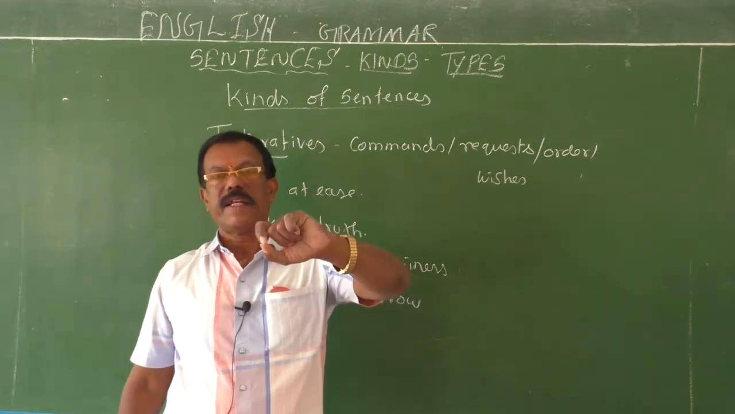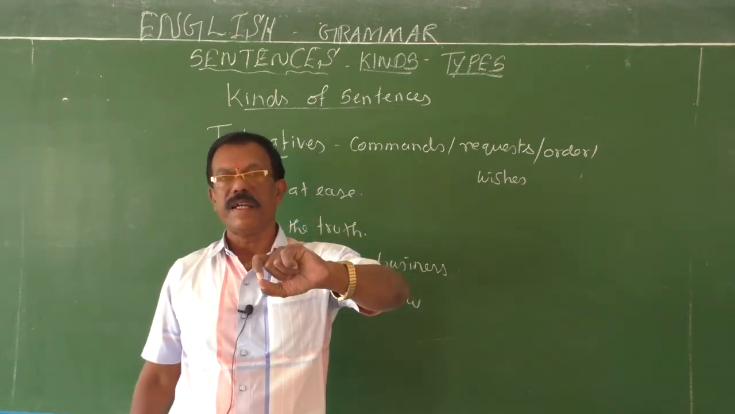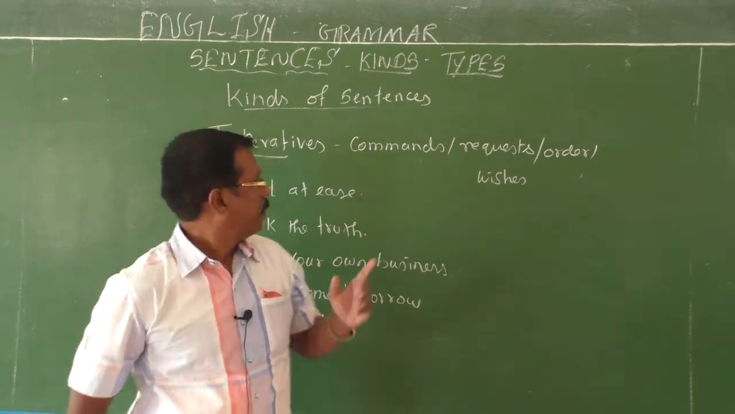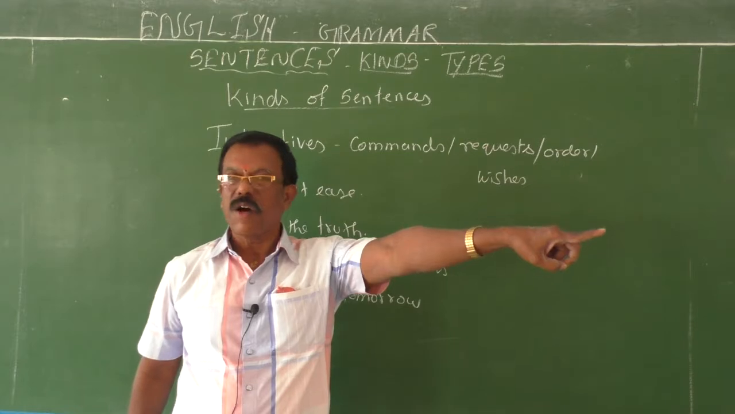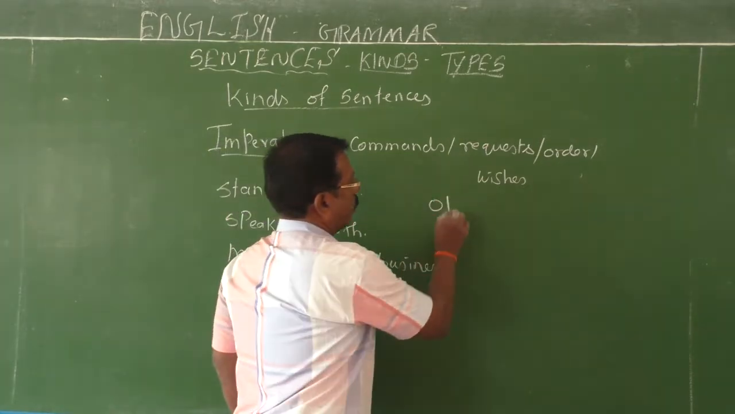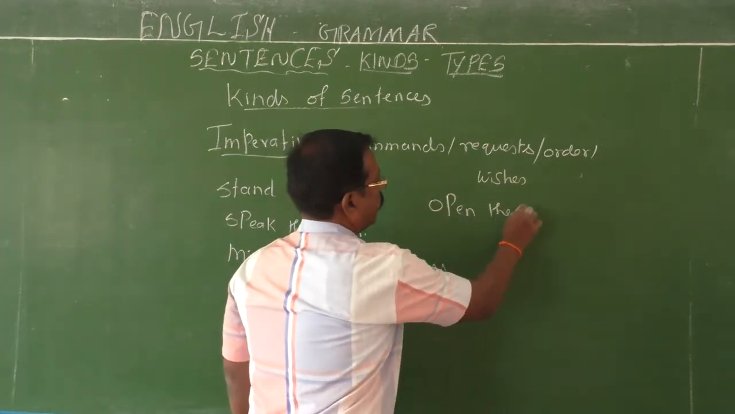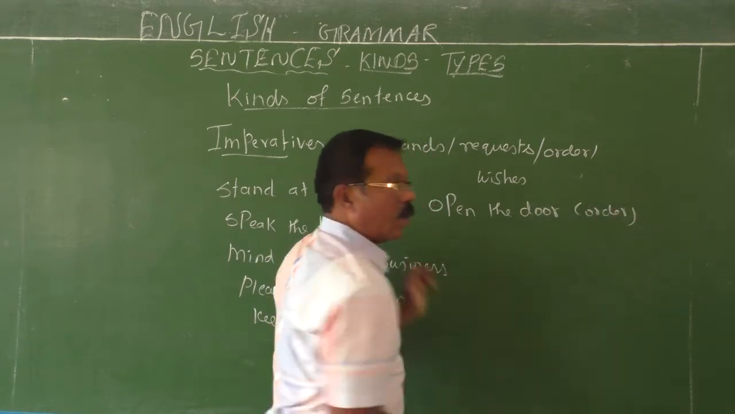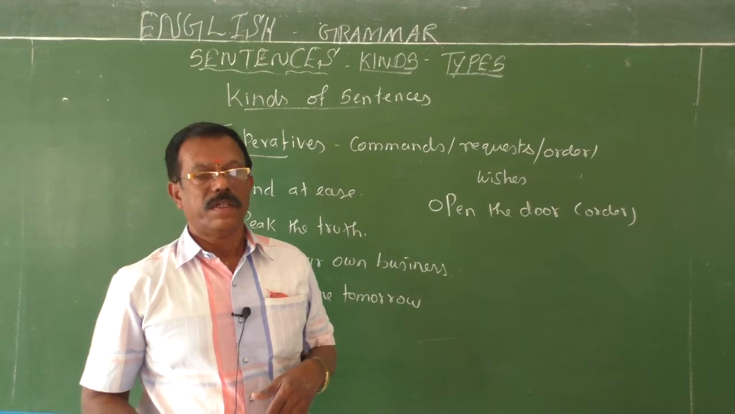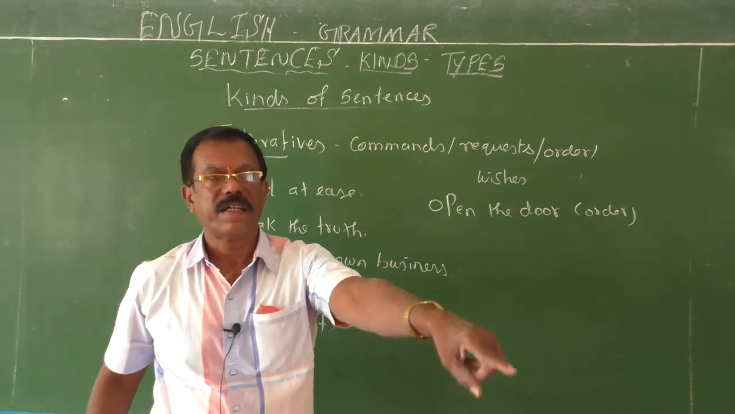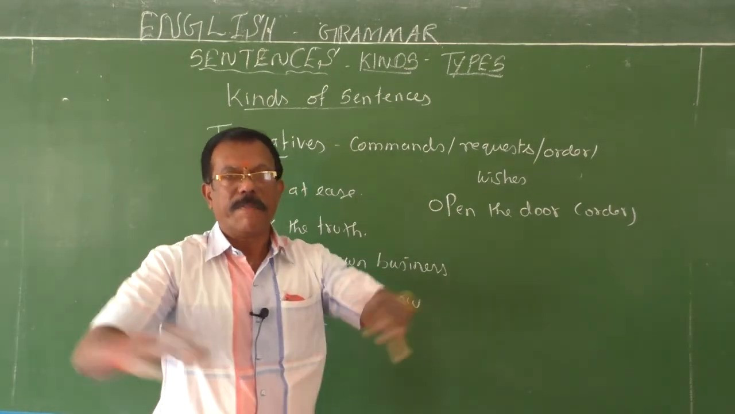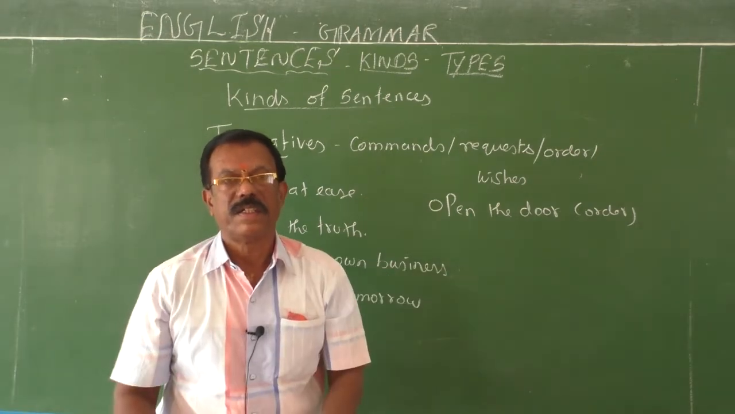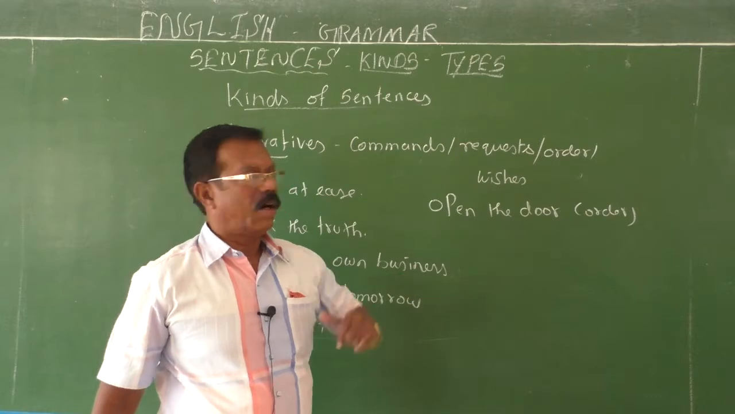So an imperative sentence can be a sentence which gives an order. Open the door. It is an order. See? Open the door is an example for order. Open the door. Close the door. Keep it there. Rub the board. Open the book. Read it. Close it. They are all examples for order.